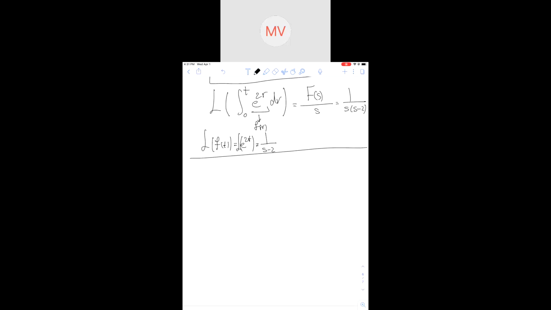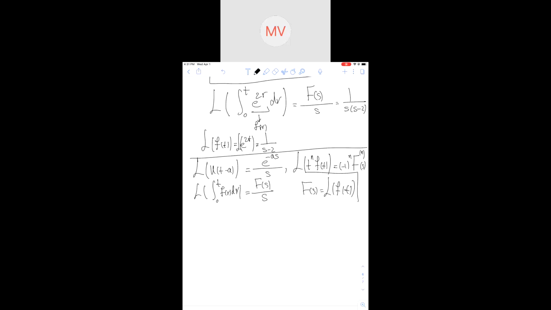So let's do a very quick summary. We did Laplace of u(t minus a). That one ended up being e to the negative as divided by s, okay? We did Laplace of t to the n times f of t. That was negative 1 to the n times the nth derivative of F. And we also talked about Laplace of the integral from 0 to t of f of r dr. That ended up being F of s divided by s. And remember, in all of them, F of s is just the Laplace transform of the original function f of t.